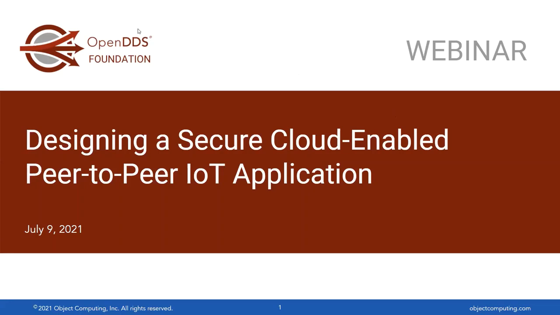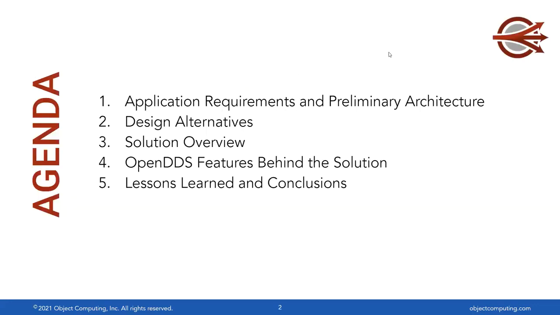All right, thank you very much, Jen, and thanks everyone for joining us. So here's our agenda for this presentation. We're going to look at the application requirements and preliminary architecture. So what is it that we need to build for? And then in step 2, design alternatives. So what existing solutions are out there to help us implement the application, and why might we pick one over another?